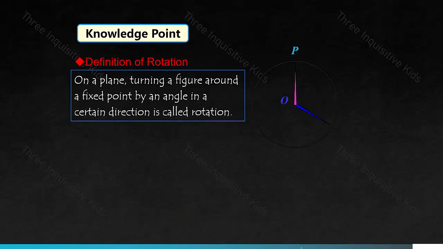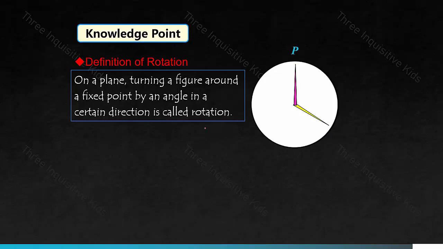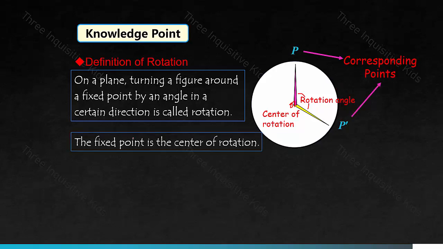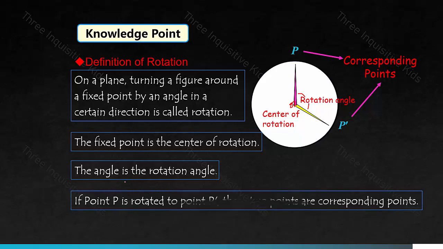On a plane, turning the figure around a fixed point by an angle in a certain direction is called rotation. The middle is our center of rotation, and this angle is the rotation angle. In this case, P and P prime are both corresponding points. And the fixed point in the middle is the center of rotation. The angle is called the rotation angle. And if point P is rotated to point P prime, then these 2 points are corresponding.